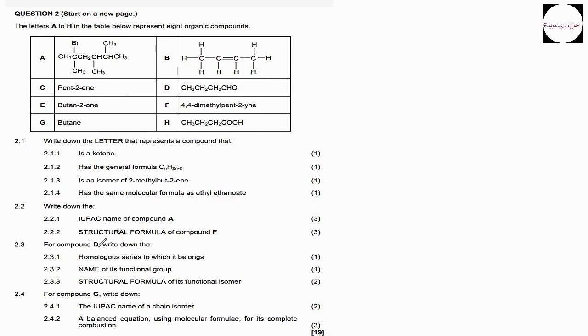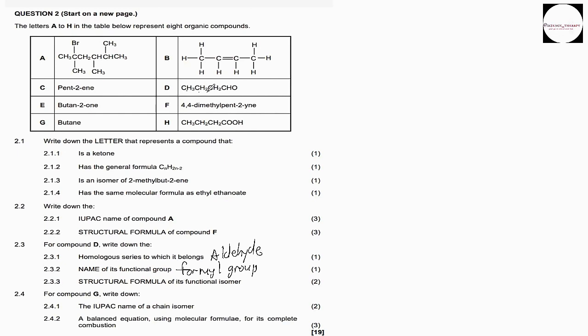So 2.3.1 says for compound D, write down the homologous series to which it belongs. So compound D, we said this is an aldehyde. And then 2.3.2, name of its functional group. The functional group of an aldehyde is the formyl group. And then now they're asking for the structural formula of its functional isomer, right? The functional isomer of an aldehyde, we already know is a ketone.